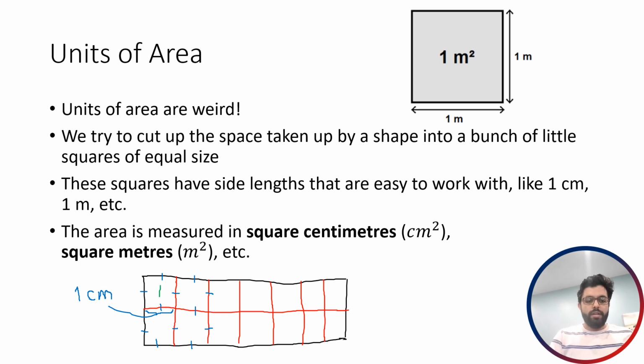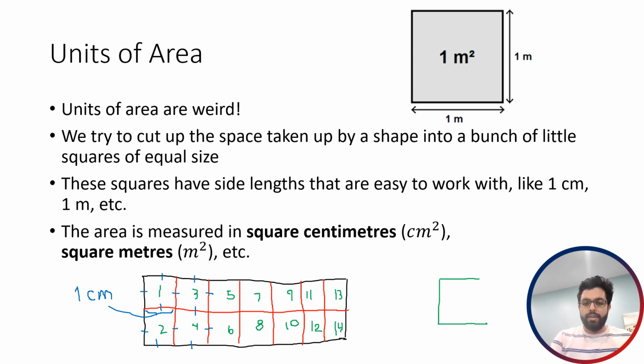So we got 1 here, we got 2, and then we got 3, 4, we got 5 and 6, we got 7 and 8, we got 9 and 10, 11, 12, 13, and 14. So we've got 14 squares in this big rectangle here. And remember, each little square has a side length of 1 centimeter.